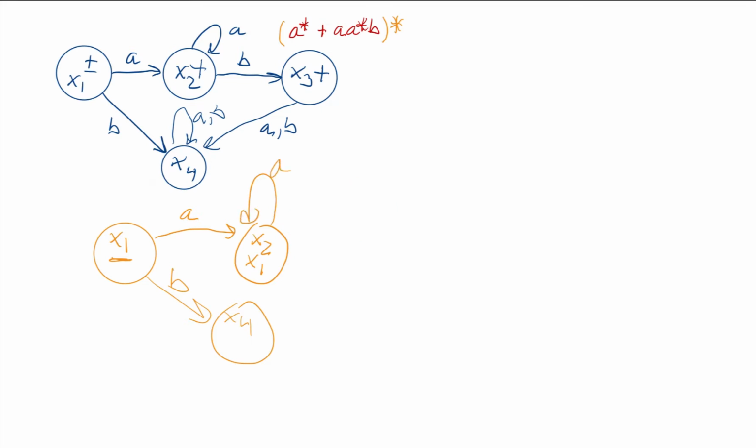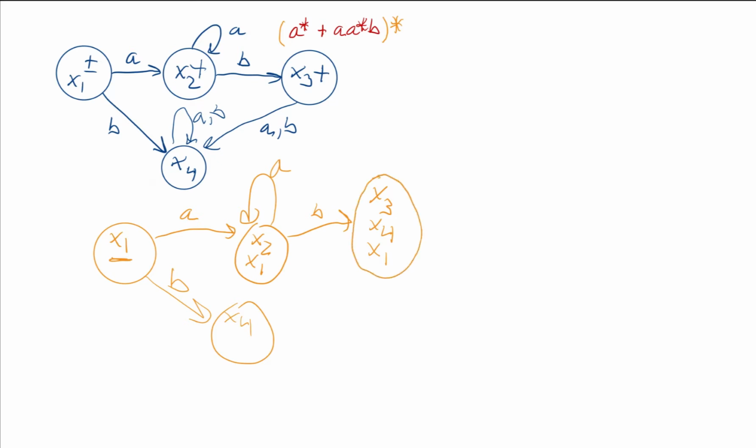Now if I'm in state x2 and I get a B, I go to state x3. Also, x3 happens to be a final state, so that means I can transition and start all over again and go to state x1. That will be a new state that we've gone to.